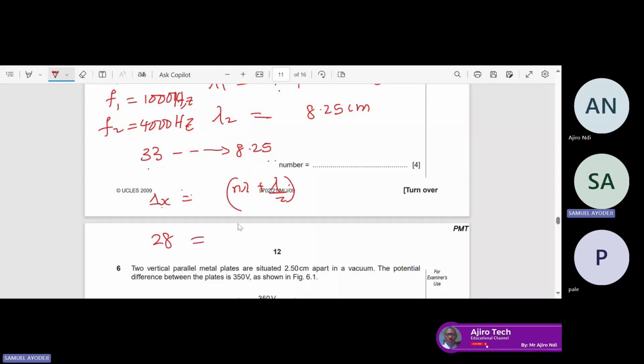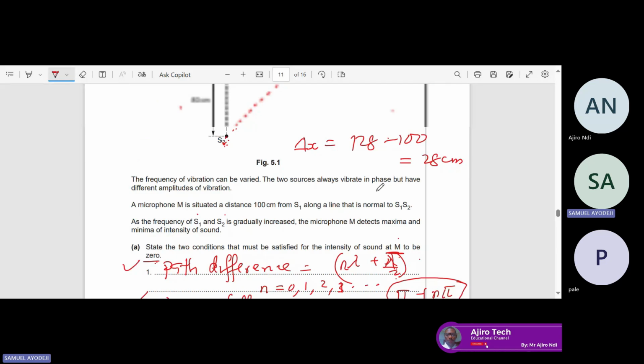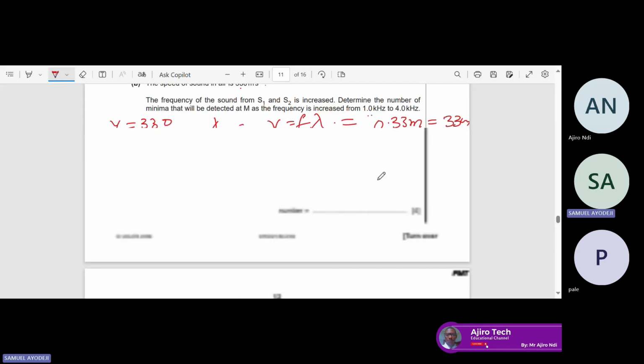Now let me go and get the wavelengths that I can get. How many wavelengths am I going to get between this and this? That's what I want to get. How many wavelengths will I get ranging from here to here? So if the first one, if I put n to be 0, let me say put n to be 0.